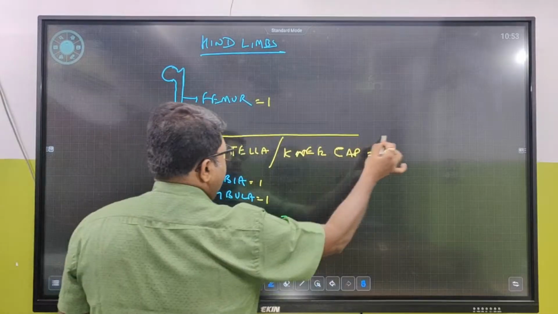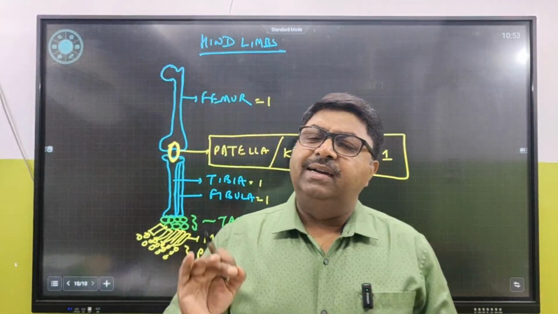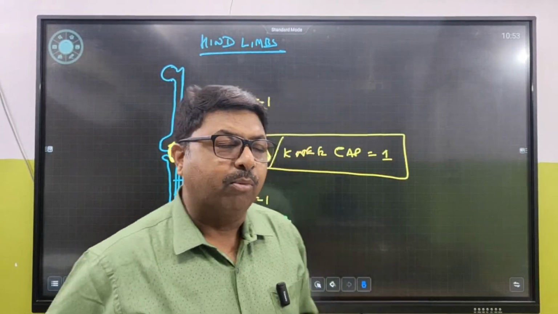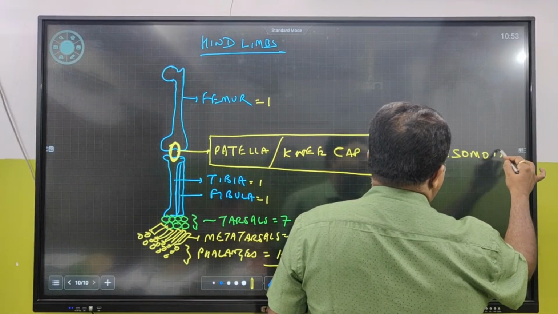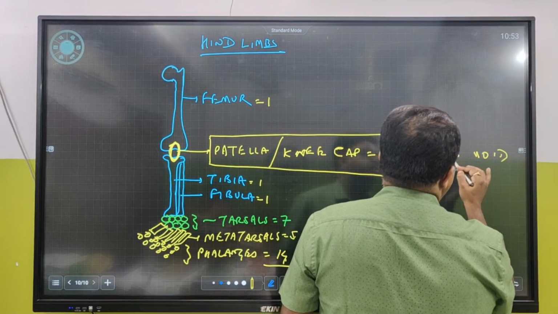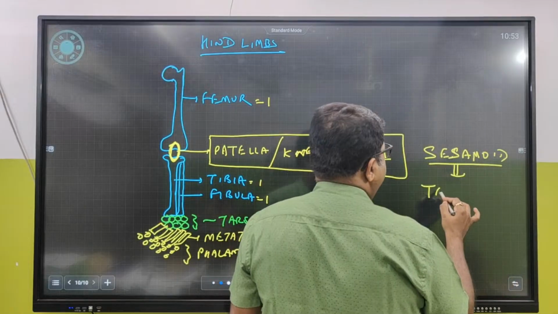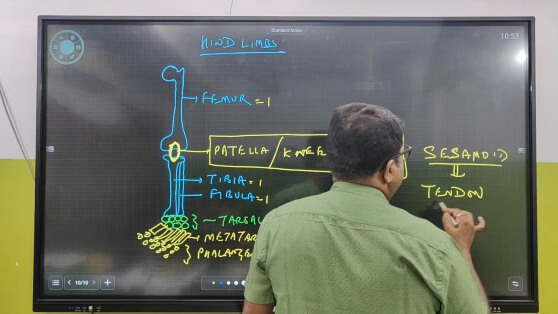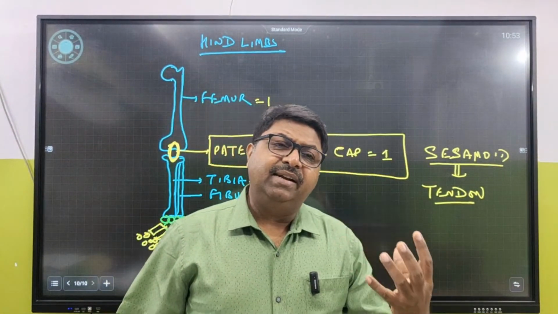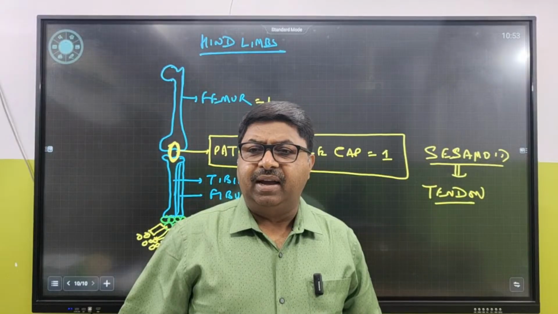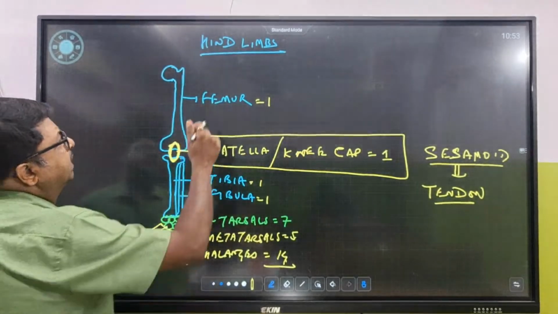Tell me, Tushar, what is so very special about patella? Sesamoid bone. Very good. It's a type of bone which is called sesamoid bone. And what is sesamoid bone? The bone which is a modification of tendon. So basically, this patella was tendon initially, and then it got calcified to make the bone called patella. Fine. So these are hind limbs.